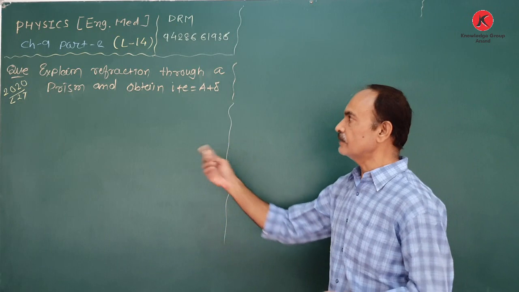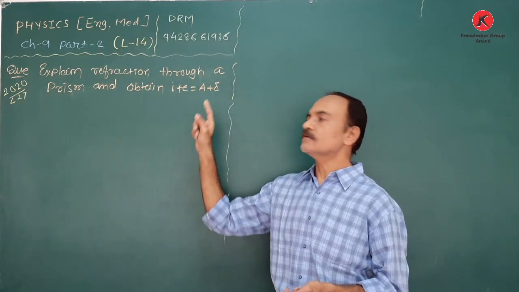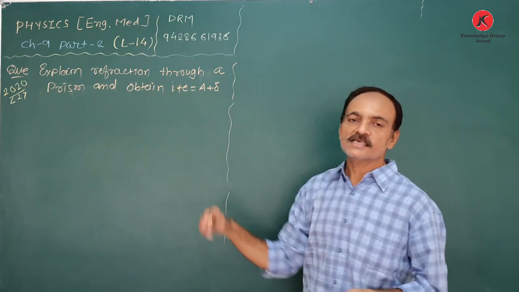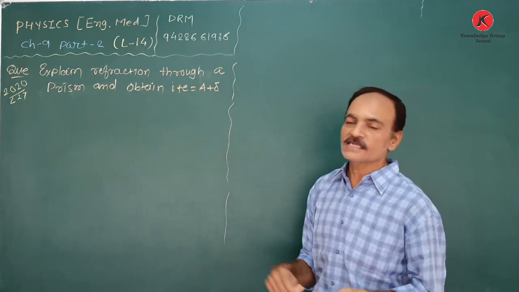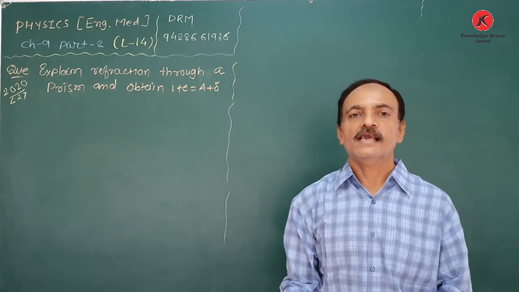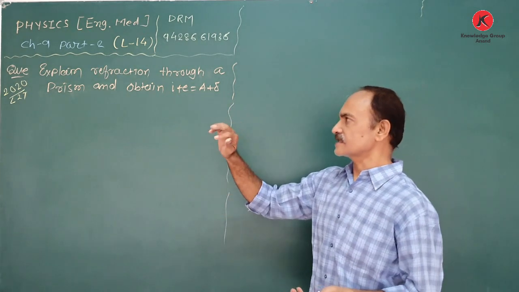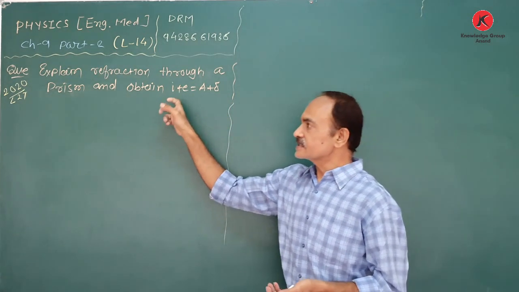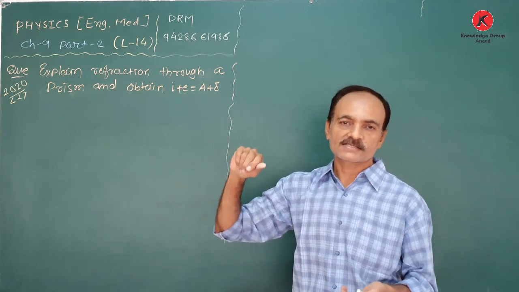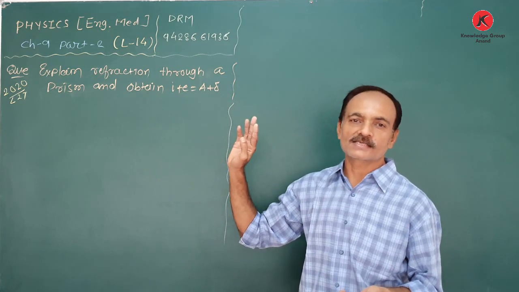Refraction through a prism, and we have to obtain the equation i plus e is equal to A plus delta. i is the angle of incidence, e is the angle of emergence, A is the prism angle, and delta is the angle of deviation. Before starting our discussion, this question was asked this year in the board exam for 2 marks. Actually, the answer is quite lengthy, but it is asked for 2 marks.